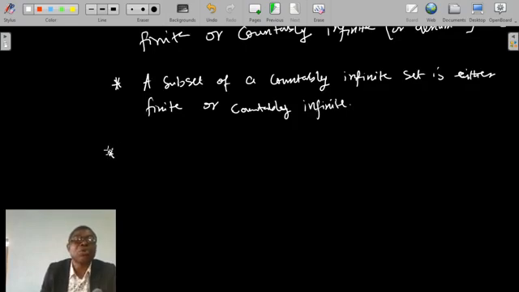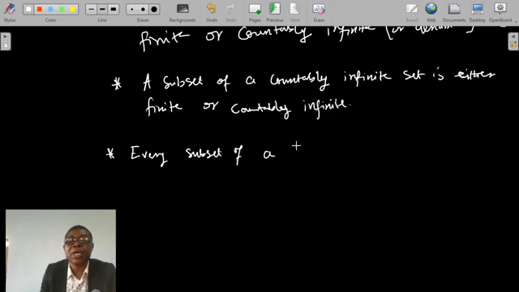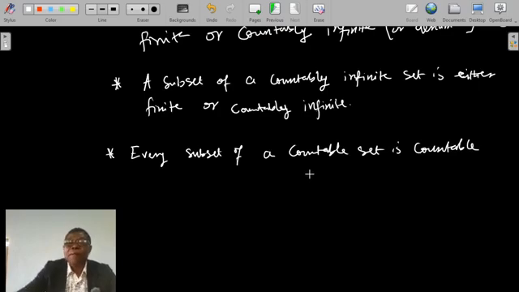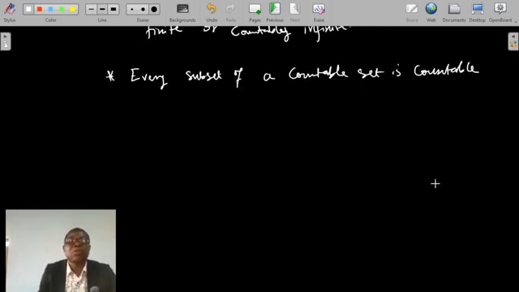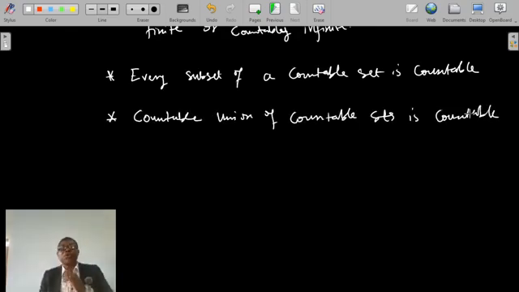Another point we should note is that every subset of a countable set is countable. Then the next one, which is very important in what follows, is that a countable union of countable sets is countable.